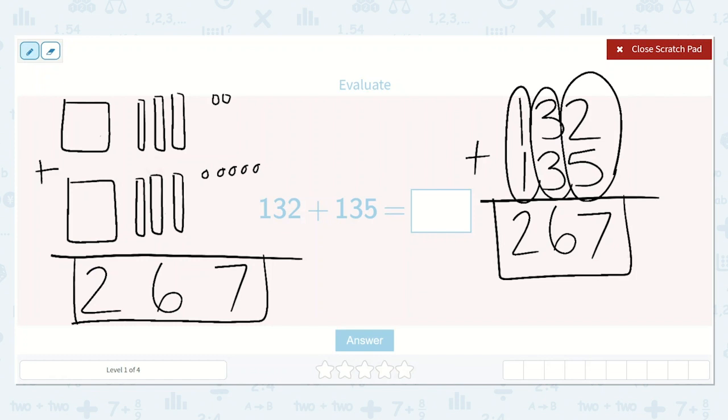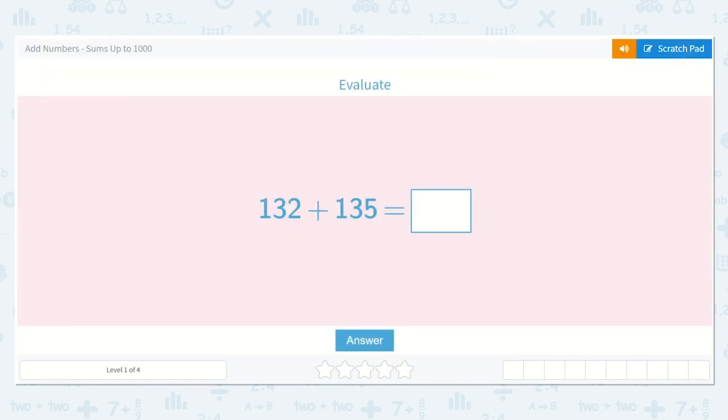These are the same problem. They're just written differently. One is with a picture and one is with numbers. So we do not need to draw a picture every time, but we can if it helps. All right, so our final answer is 267.